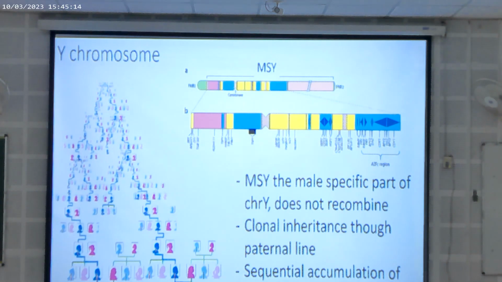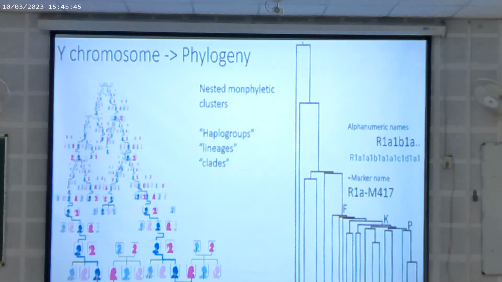And Y chromosome has some very specific features. So for the most part, Y chromosome does not recombine. So similarly to the previously shown mitochondrial picture, Y chromosome is passed down through one parental line, through fathers to their sons, forming a male lineage. And mutations accumulate sequentially through time. And this allows us to reconstruct the phylogenetic tree.